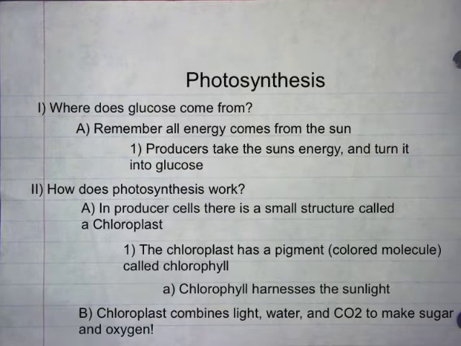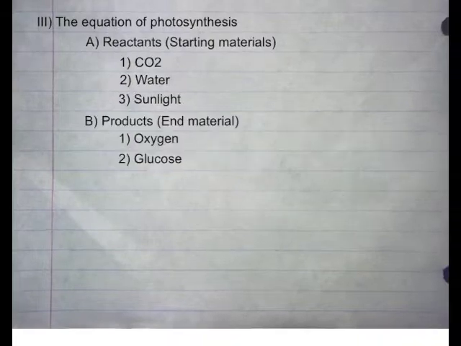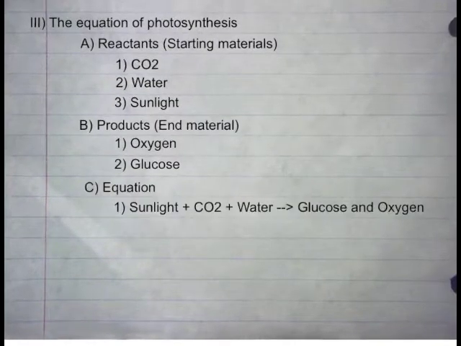Chloroplasts combine light, water, and CO2 to make sugar and oxygen. Equation of photosynthesis: reactants, the starting molecules, are CO2, water, and sunlight. Products, the resulting materials, are oxygen and glucose. Equation: sunlight plus CO2 plus water turns to glucose and oxygen.